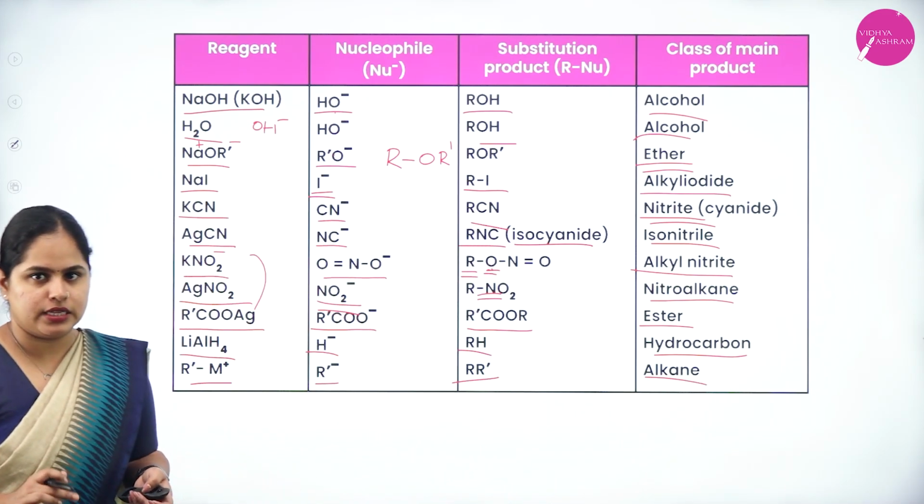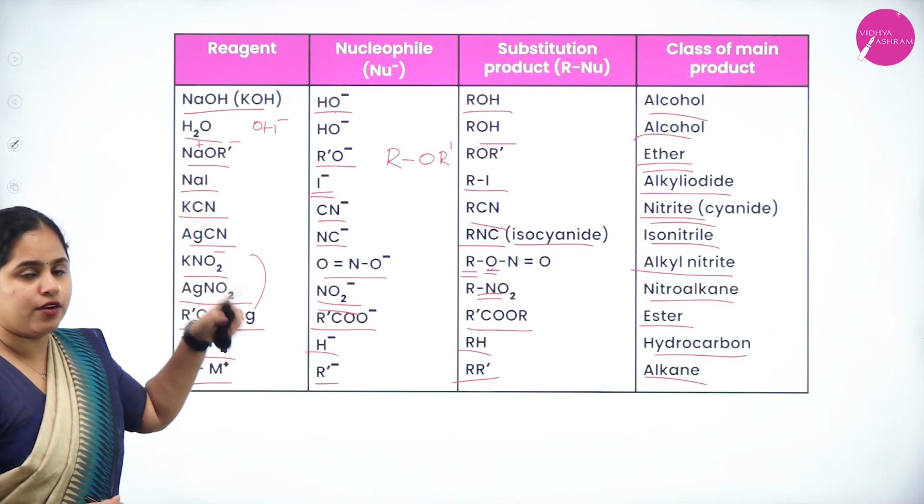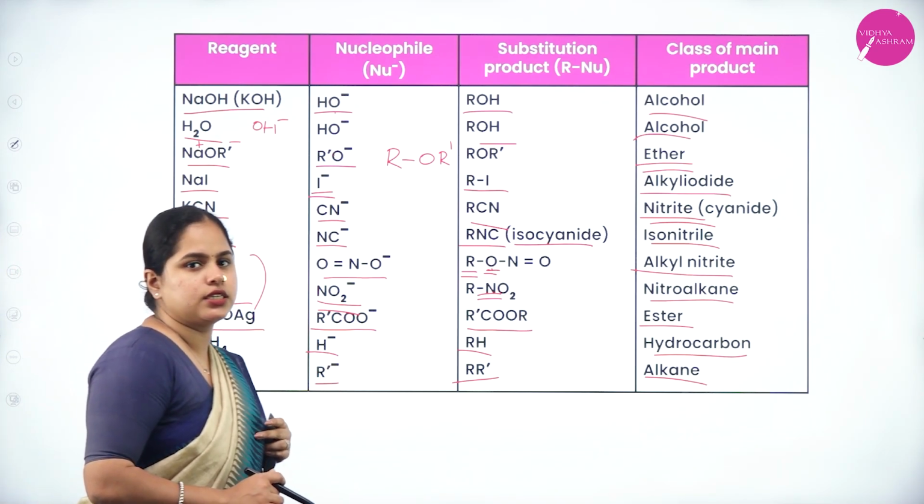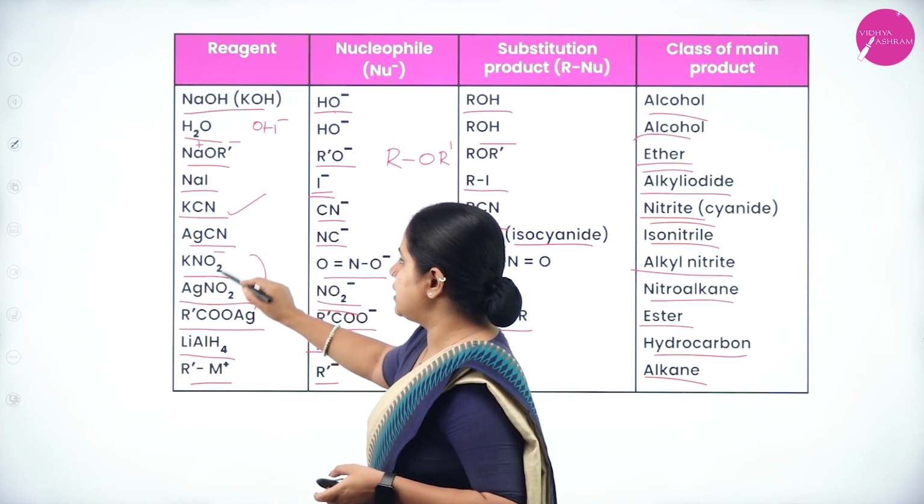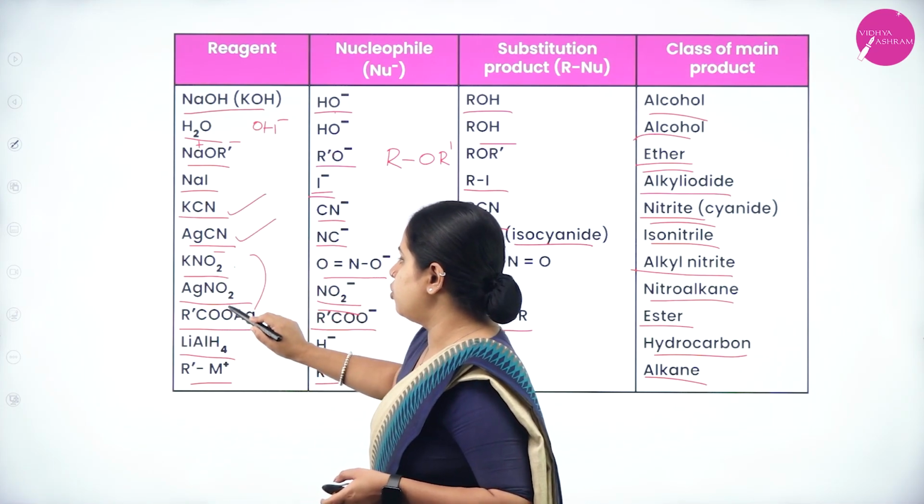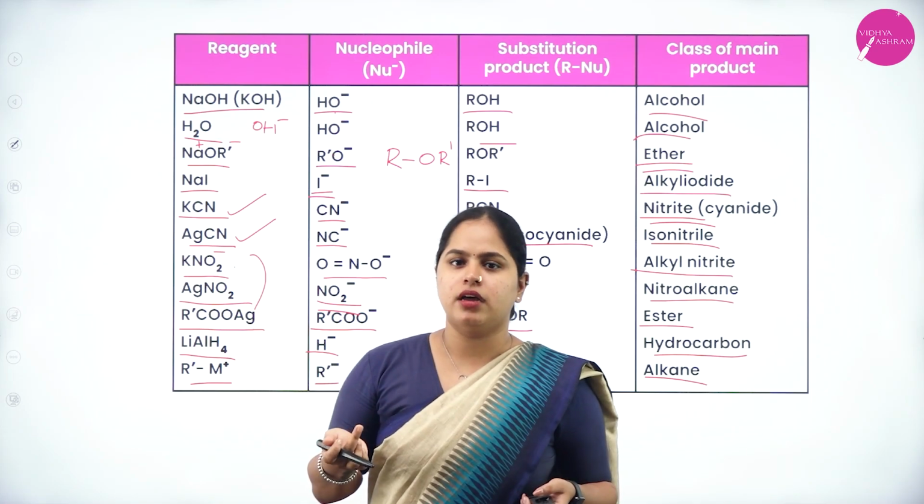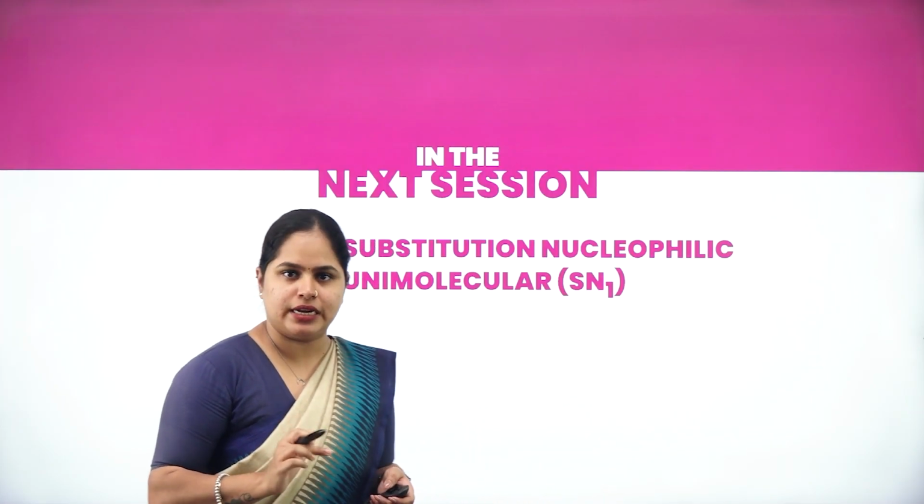So I hope this is clear: the reagent, the nucleophile, what product is formed and which class it belongs to. These two are very important. That is, when we use KCN and AgCN, or KNO2 and AgNO2, what will be the nucleophile? So I hope that is clear for you.